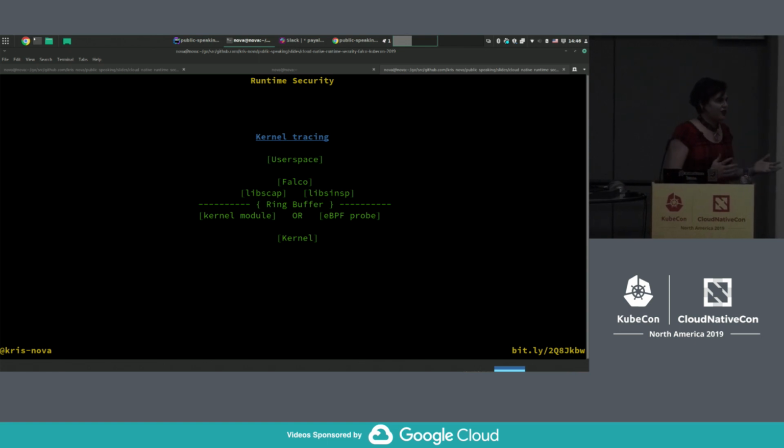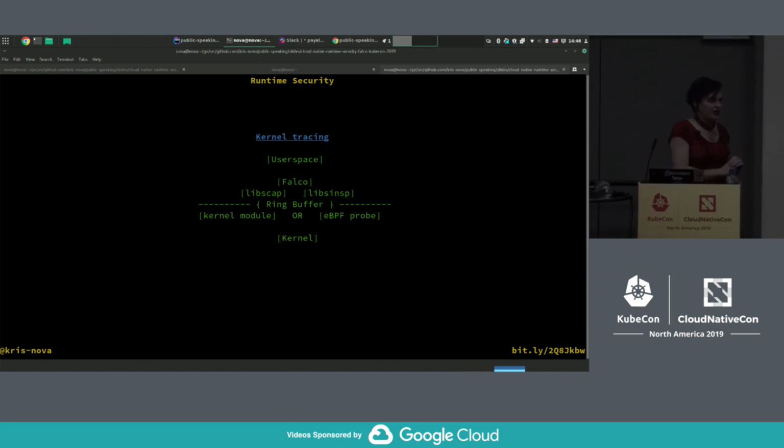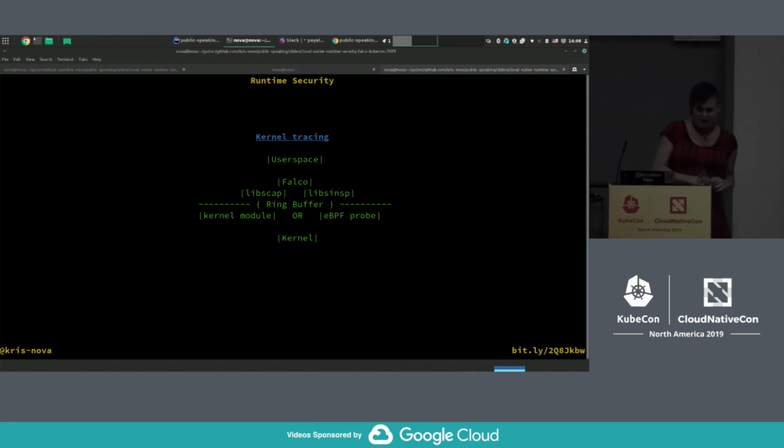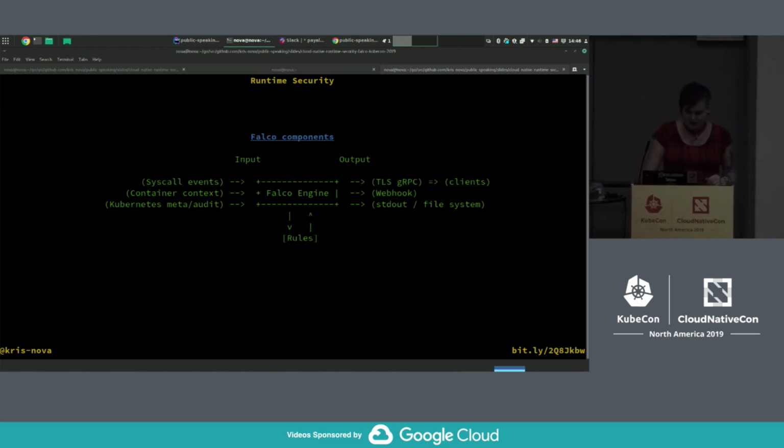And all of that goes to Falco, and then all that can ultimately go to a gRPC endpoint that you lovely software engineers can use to plug into anything you want effectively. And we're going to do a demo later, so you'll be able to see concretely how all of this works. So let's talk about Falco.